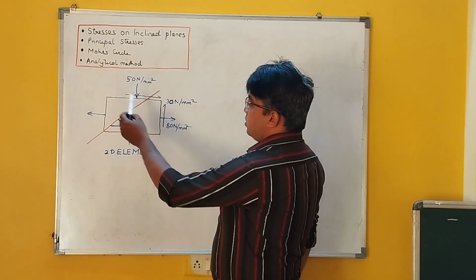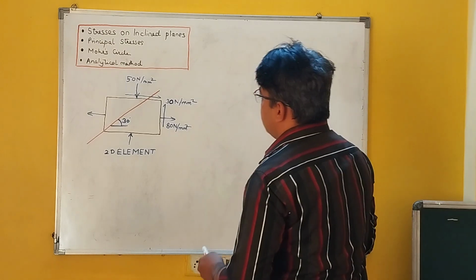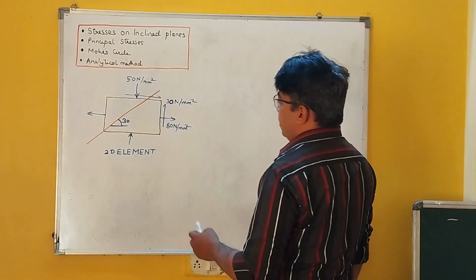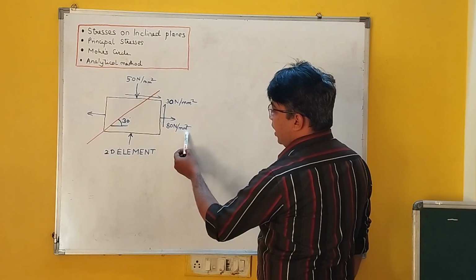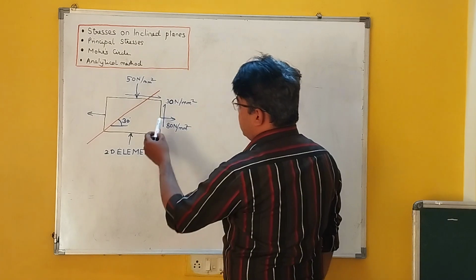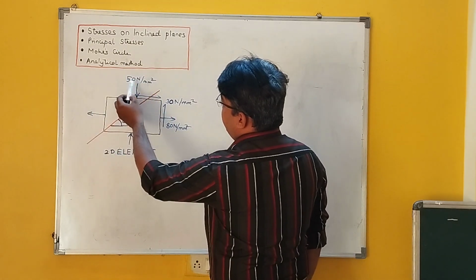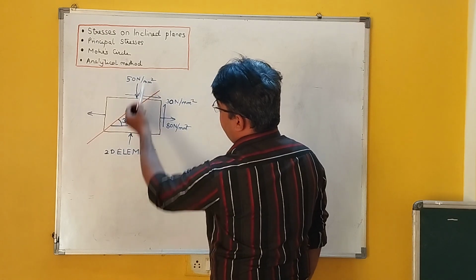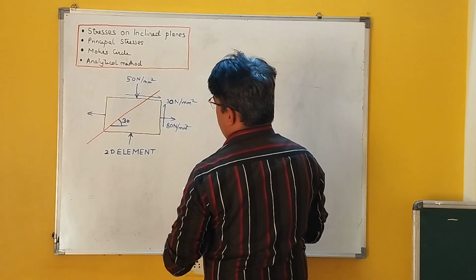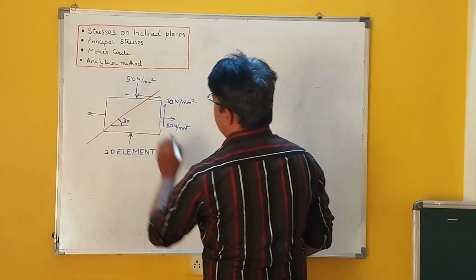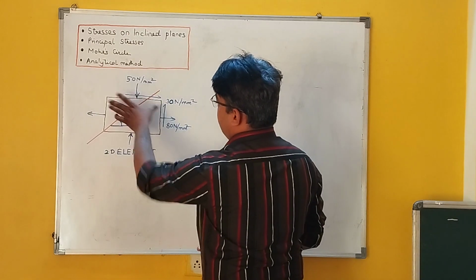So here this element has been taken. It is a two-dimensional element and it is subjected to such type of loading. In the x direction the loading is 80 Newton per mm square and this is a tensile load. In the y direction we have 50 Newton per mm square and this is compressive. And on these two planes we have 30 and 30 Newton per mm square. This is the shear stress acting on these planes.